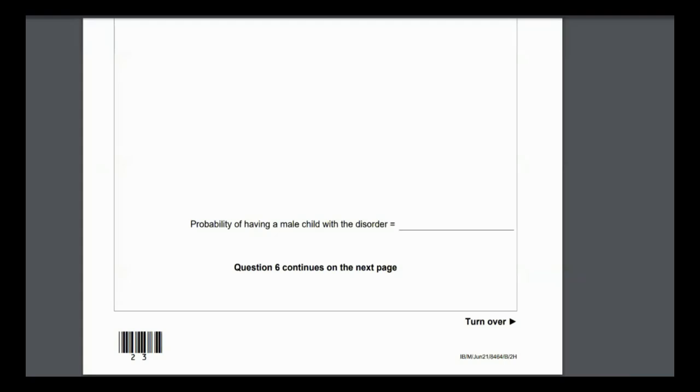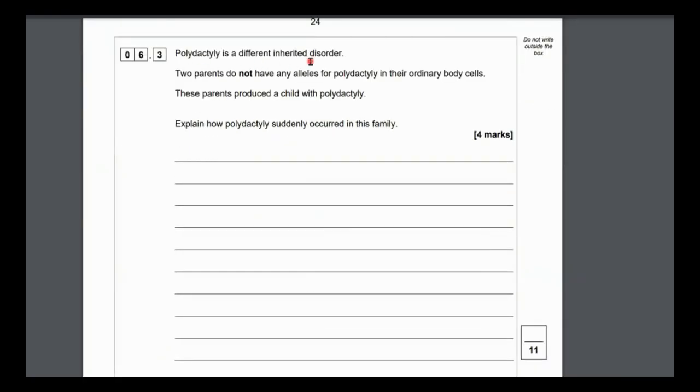Okay, we've made it to the final question. Polydactyl is an inherited disorder. Two parents do not have any alleles for polydactyl in their ordinary body cells. These parents have produced a child with polydactyl. So how can they do that if they don't contain the allele for polydactyl in their body cells?